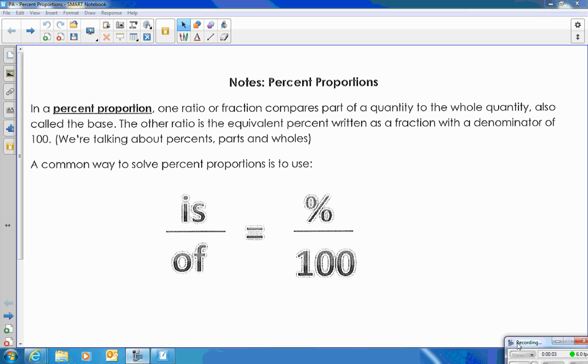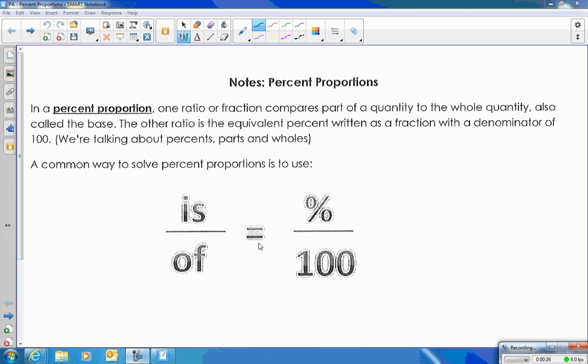Another way to solve for the percentage of an amount is to set up a proportion. In a percent proportion, one ratio or fraction compares part of a quantity to the whole quantity, and the other ratio is the equivalent percent written as a fraction with a denominator of 100. Because we're talking about percents, all percents are part of 100.